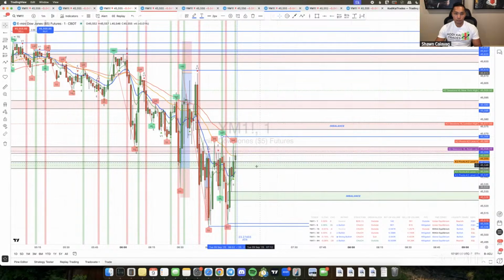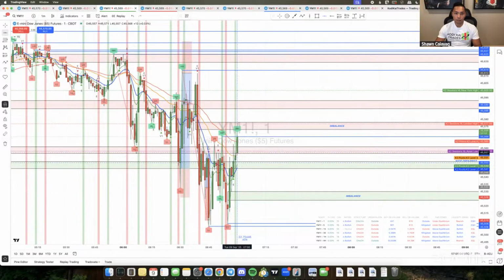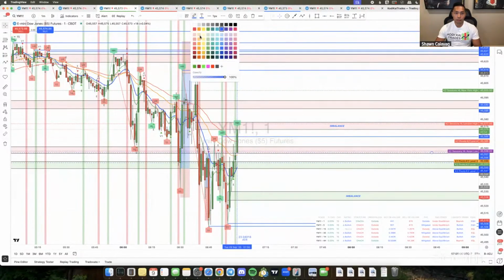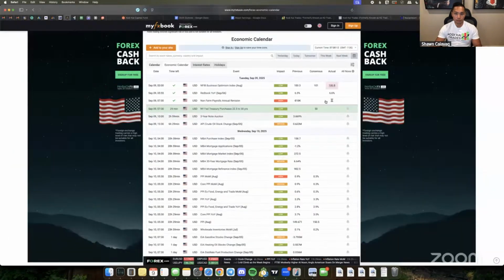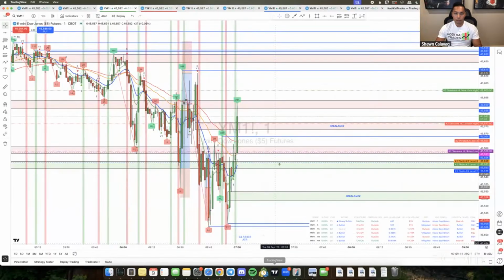All right, guys, news event right here. And here goes a news candle. So it is initially pushing up right now. Let's see what the news was. Hasn't updated yet. Again, I would be careful chasing the buys here, guys. Don't chase it yet.